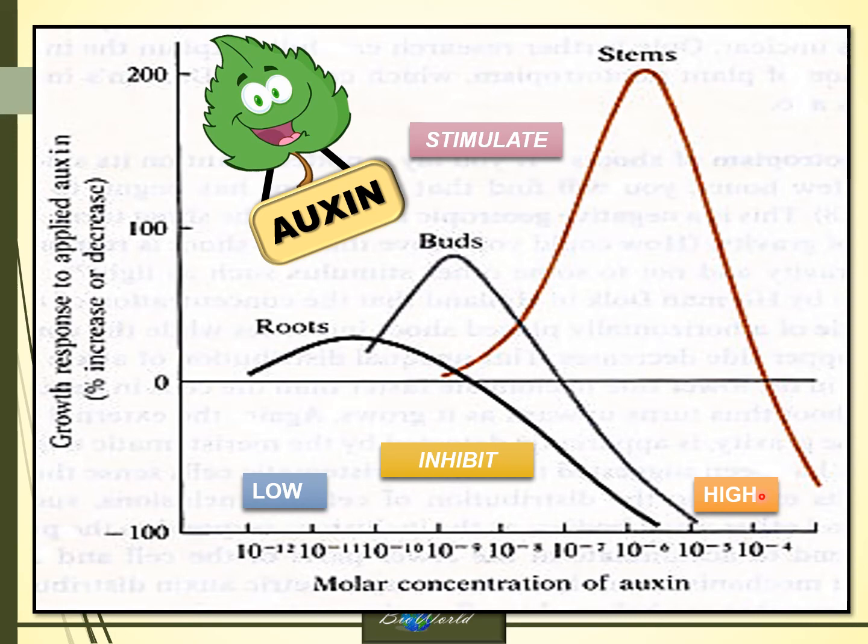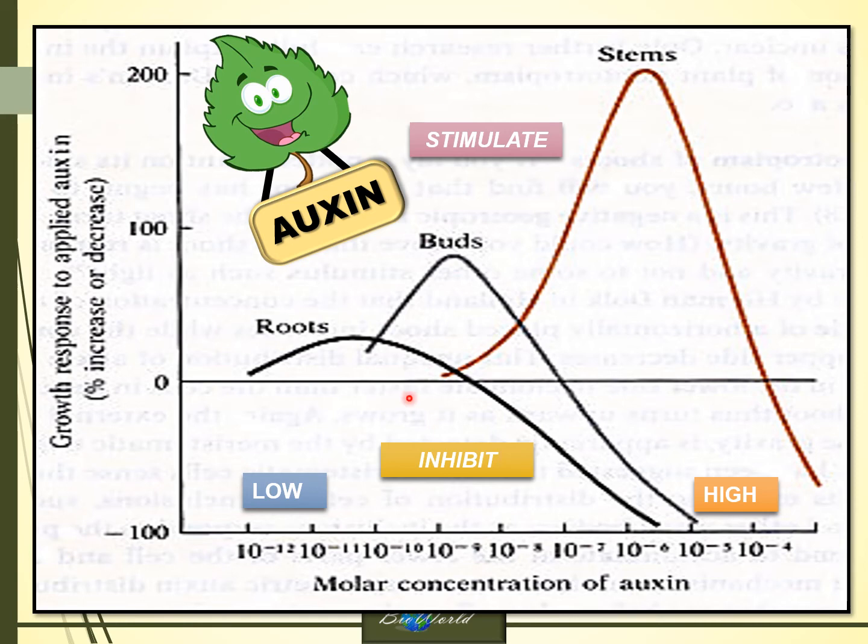Then we see the y-axis where they show 100% increase, 200% increase in the growth of the plant. This we consider as stimulating the growth of the plant. Whereas over here you see it's going negative 100. That means the plant ends up going shorter. So this portion we say the plant is inhibited.